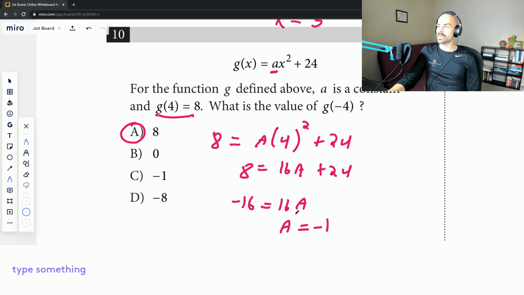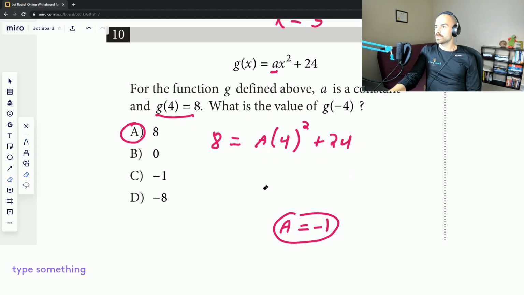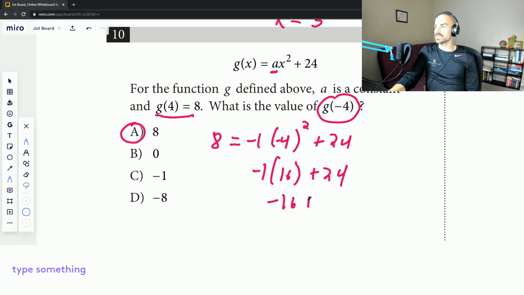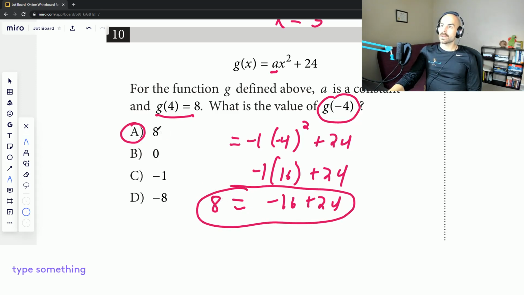And now that we know what a equals, we can plug that into the second equation where we plug in negative 4. We rewrite it where this becomes negative 1, then we put in negative 4, and now we're addressing this problem here. And we can just solve for it. So we have negative 1 times 16 plus 24, so you have negative 16 plus 24. We wouldn't know what this equals yet, but it turns out that it doesn't equal 8. And that leaves us with a again.